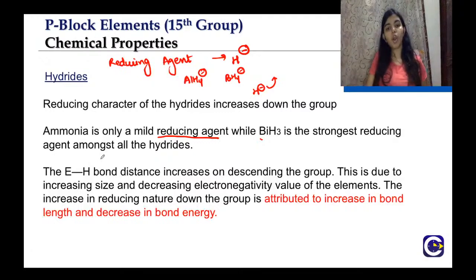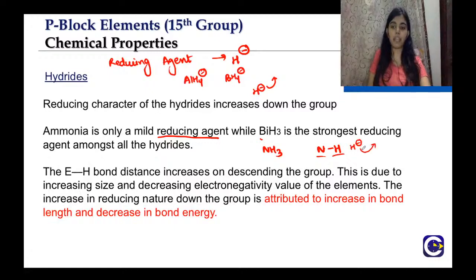This can also be understood on the basis of bond dissociation enthalpy. For ammonia, the N-H bond has a greater bond dissociation enthalpy, so it will not release H minus, because there is a strong bond between nitrogen and hydrogen. While in the case of bismuth and hydrogen, it can release H minus easily because the bond dissociation enthalpy is very low, and therefore it acts as a good reducing agent.